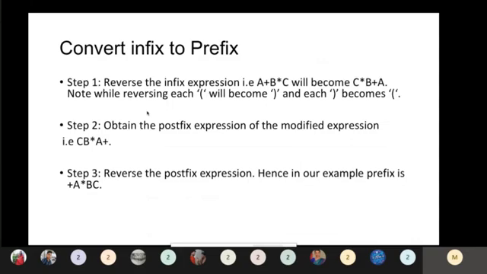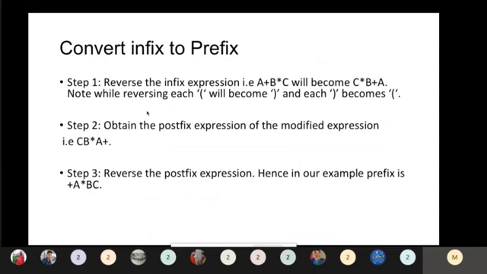Make sure that before applying any conversion, whether infix to prefix or infix to postfix, the expression we have taken as input is in the form of infix. That is, the operator should be placed between the operands, then an operator, and at last again an operand. Then only can we apply prefix or postfix conversion. Okay, fine. Now what to do?